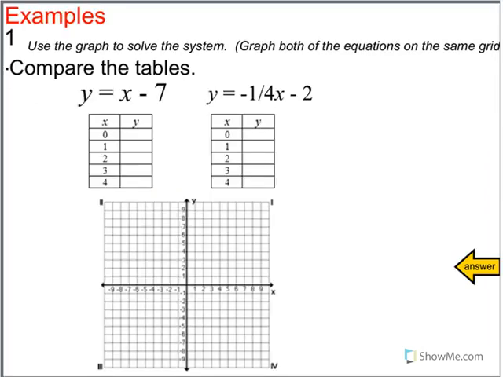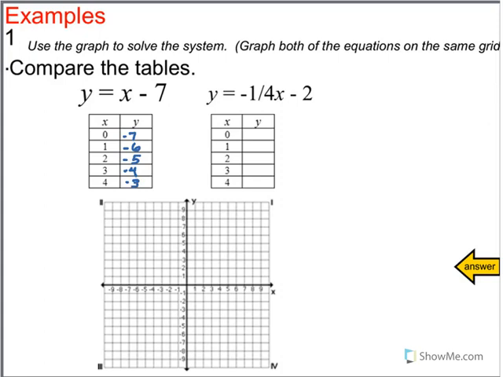Okay, so let's look at the following situation. We have two tables, and we're going to look at the solution and compare the two tables. So let's start with this. Our first point here is (0, -7). If I plug in 0 for x, I get out -7, followed by -6. 1 minus 7 is -6. Then -5, -4, and -3.